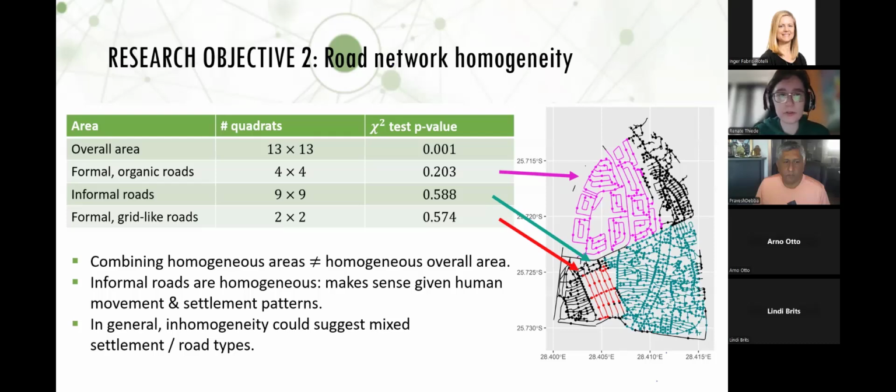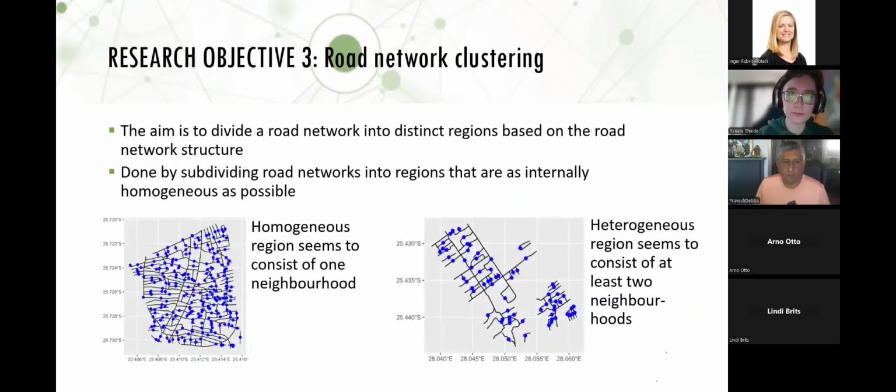And it was interesting to note also that informal roads also follow the rules of being internally homogeneous. Even though they're not planned by a central authority, people do tend to settle in more grid-like ways when there are no geographical restrictions, which in this part of the country, there really are not. It's flat and there are no huge lakes or rivers. So people are going to settle in a more grid-like fashion. So in general, what I hoped the test would do, and what it did do, was to show that inhomogeneity could suggest mixed settlement types or mixed neighborhoods, which was really the point of the test.